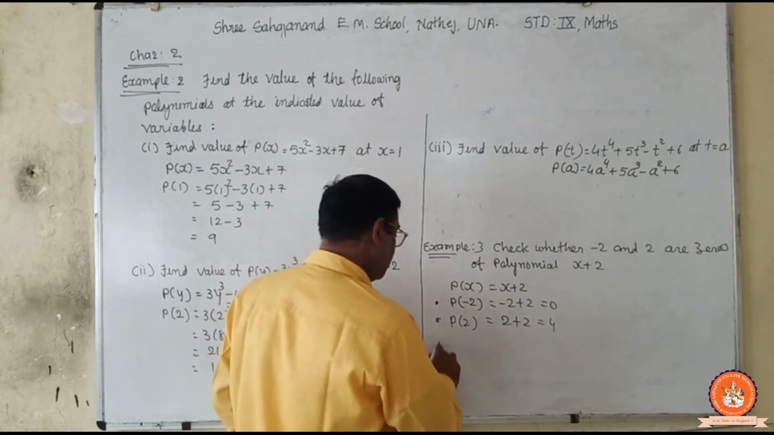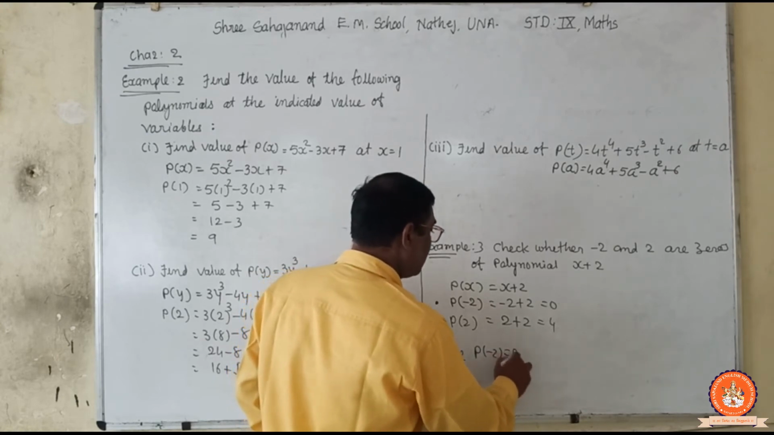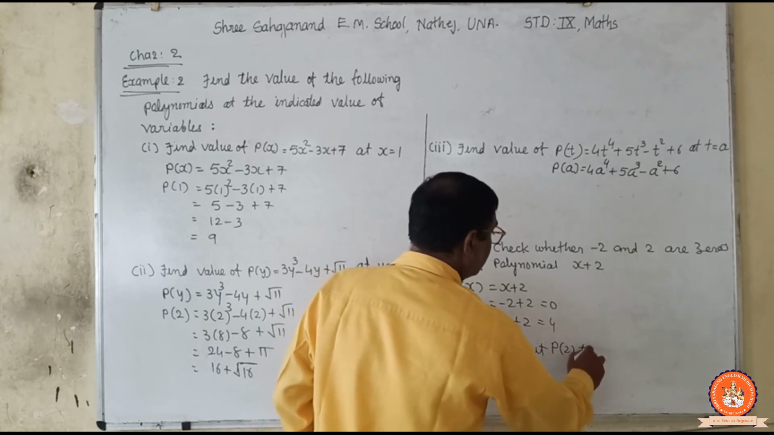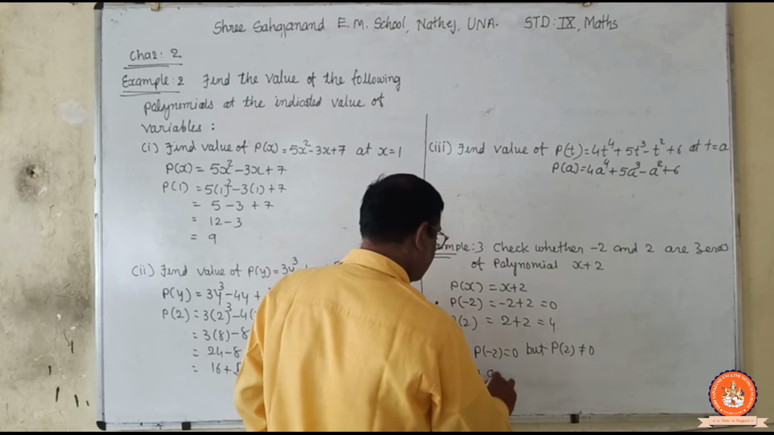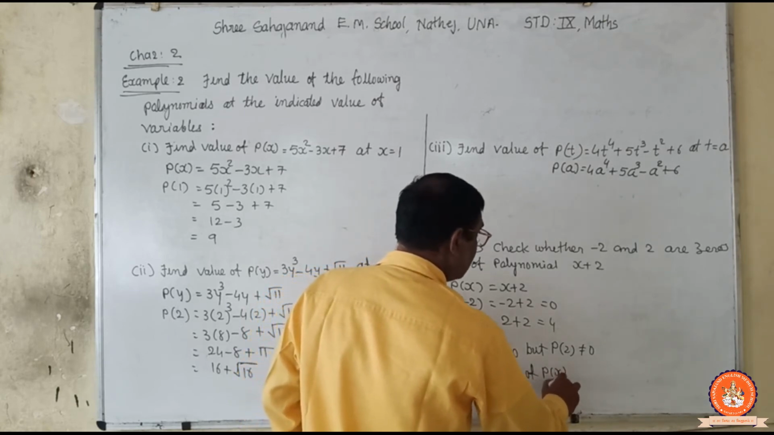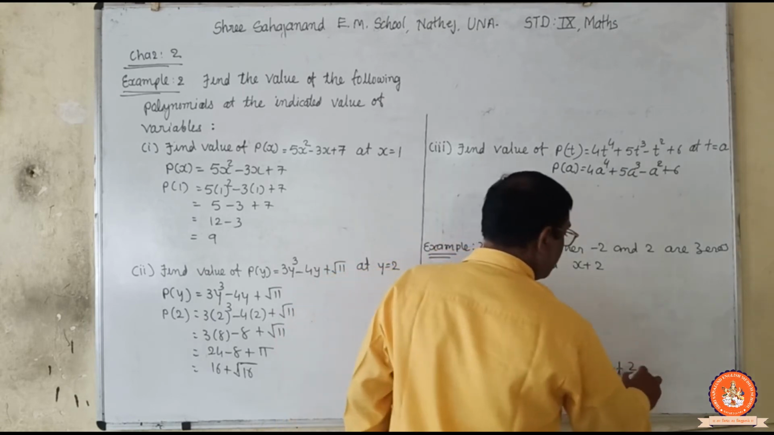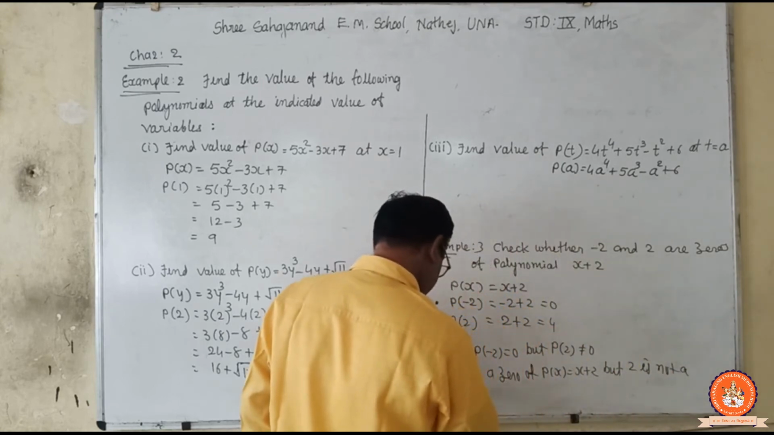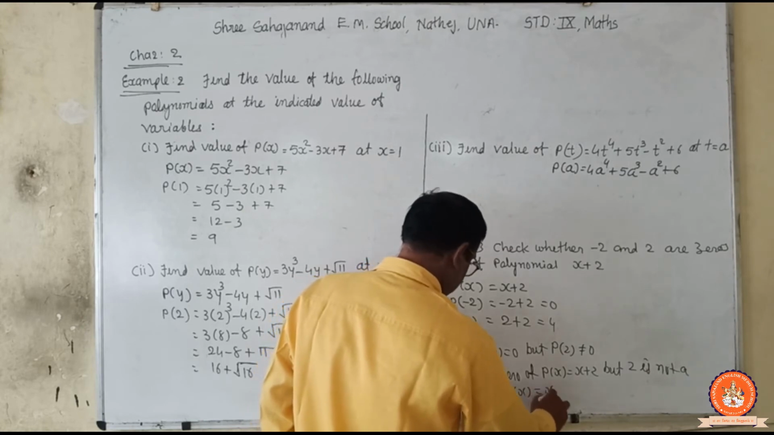So here p of -2 is equal to 0, but p of 2 is not equal to 0, and therefore -2 is a 0 of p of x is equal to x plus 2, but 2 is not a 0 of p of x is equal to x plus 2.